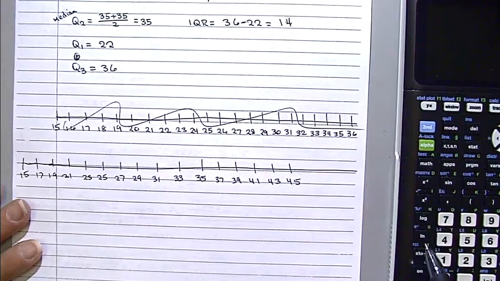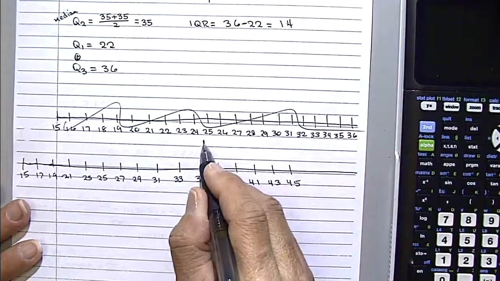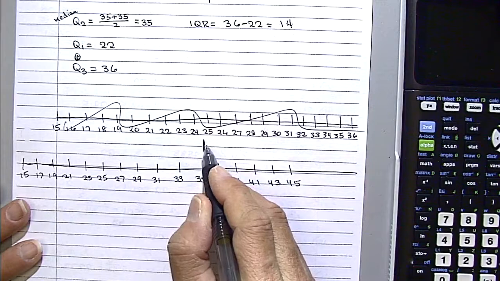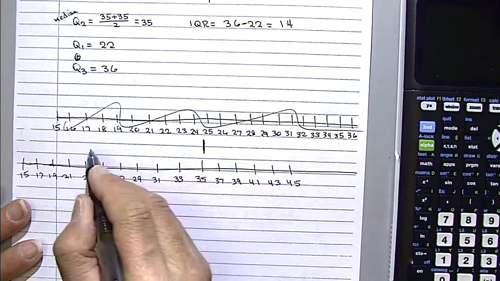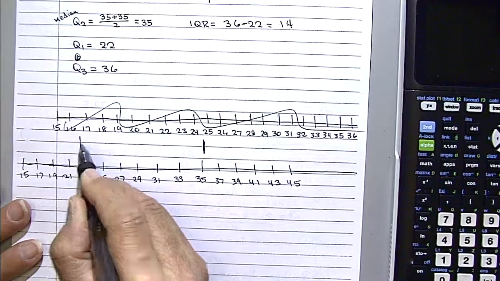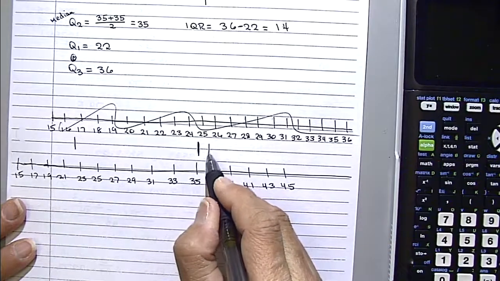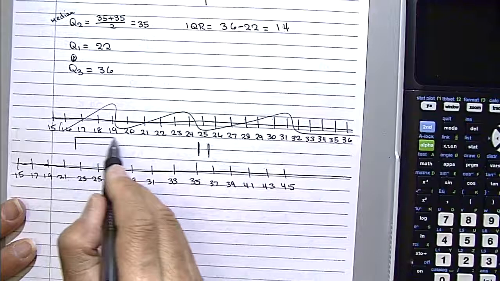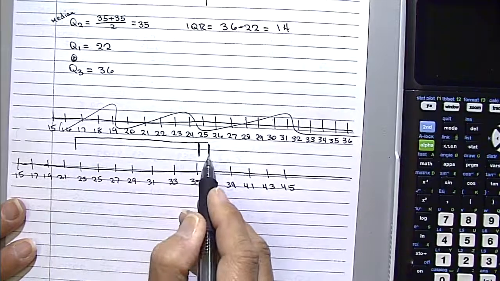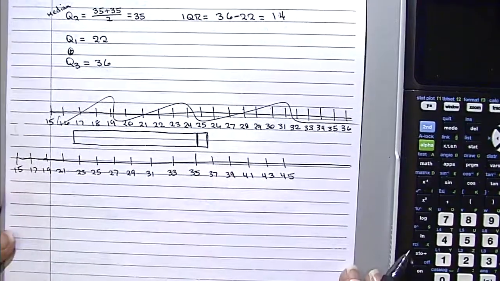That'll help. Okay, so now I'm going to put my quartiles in. My quartile 2 is right above 35, right here, and quartile 1 is at 22, isn't it? Right in here. And then I'm going to say quartile 3 is 36. Well, this is a kind of weirdly shaped box, but that's it. There's my box for my box and whiskers, okay?